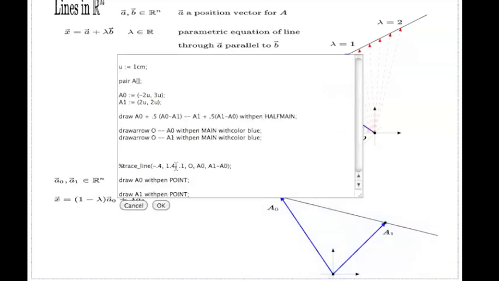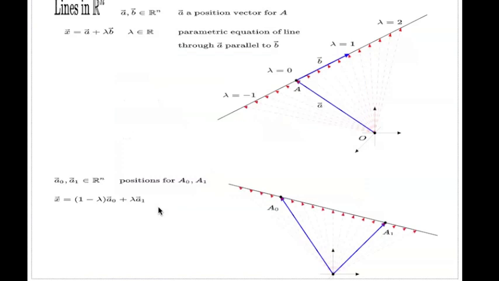And again, I can give you this demonstration if I uncomment this trace line thing. Here's my demonstration. When your parameter lambda varies and takes different values, your position vector x will trace this whole line with its tip. And it's also good to remember the areas or subsections of this line which correspond to different intervals of lambda value. For instance, lambda value between 0 and 1 corresponds to the segment between A0 and A1.